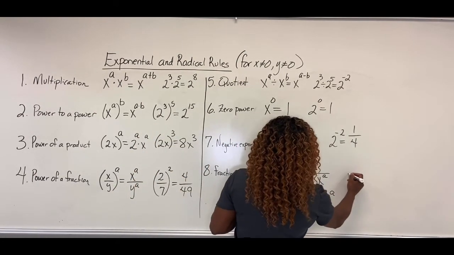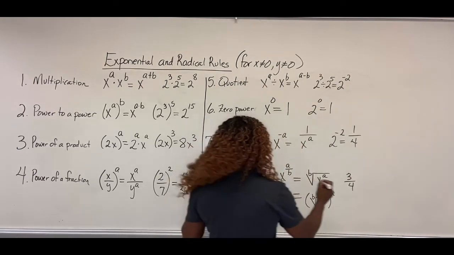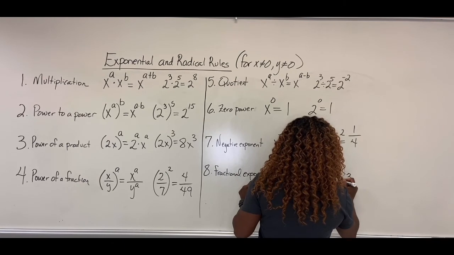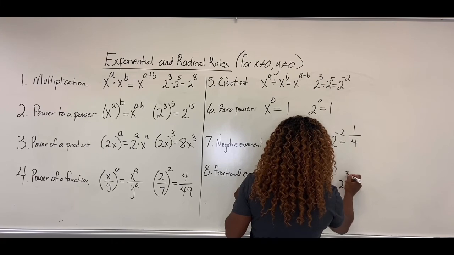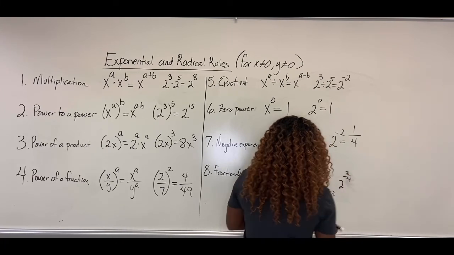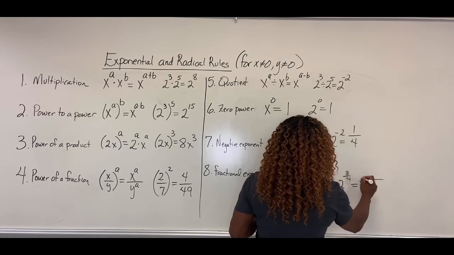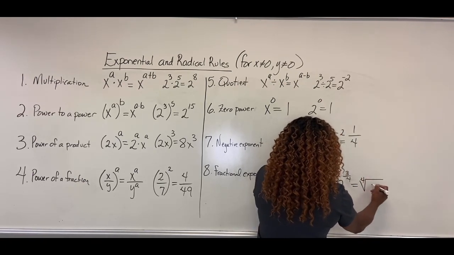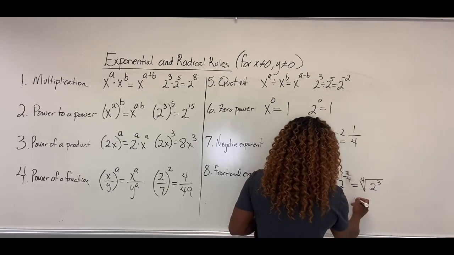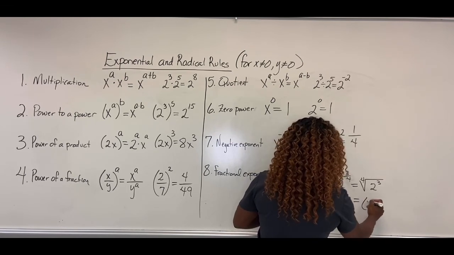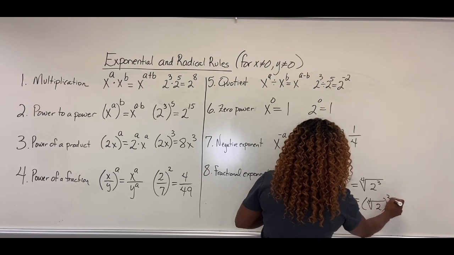An example of that, let's say we've got, let's try 2 to the 3/4 power. I'm gonna make that look like an exponent. So in this case, we would rewrite this as the index of 4. This base is our radicand to the 3rd power. Or I could write it this way. Parentheses, index of 4, radicand 2, and I could put the exponent on the outside.